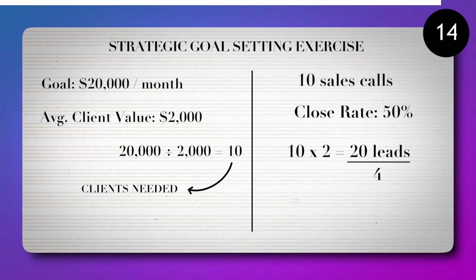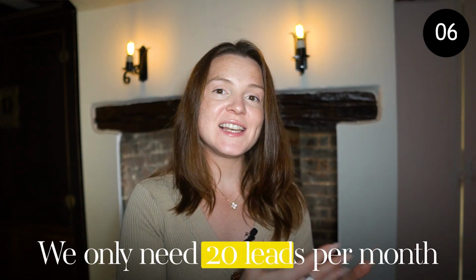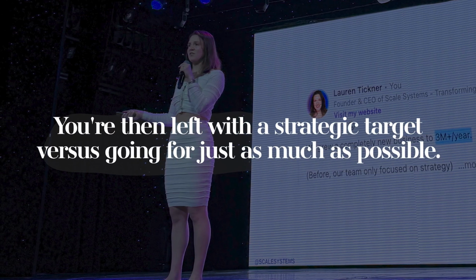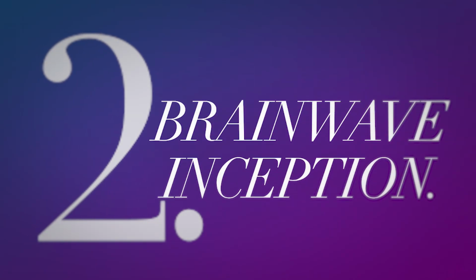Then just divide that by 4, and that shows you how many leads that you need from social media each week. So with my example numbers from earlier, if the goal was 20K a month, that means we'd only need 20 leads per month, which is just 5 leads per week. That number of leads feels doable, right? When you reverse engineer the numbers to understand your true goals, you're then left with a strategic target versus going for just as much as possible. Because while step 1 is about understanding how many leads you need to meet your financial goals so that you're clear on why you're doing this in the first place, step 2 is all about how you get there.